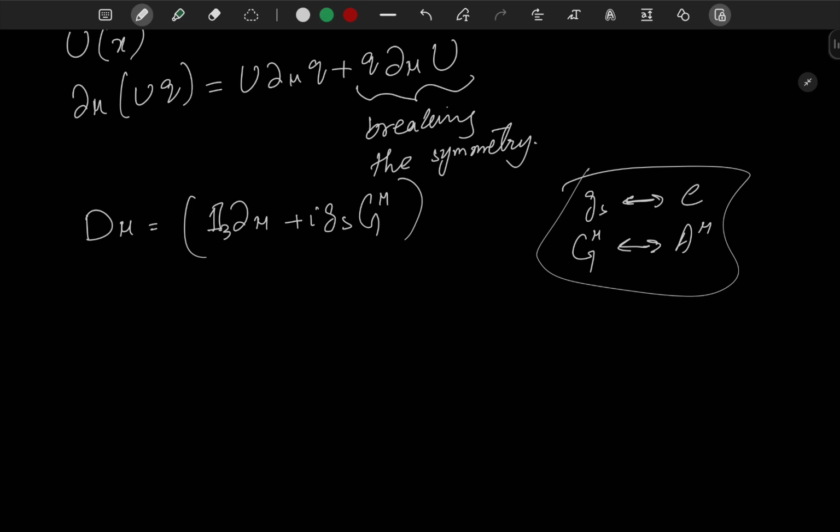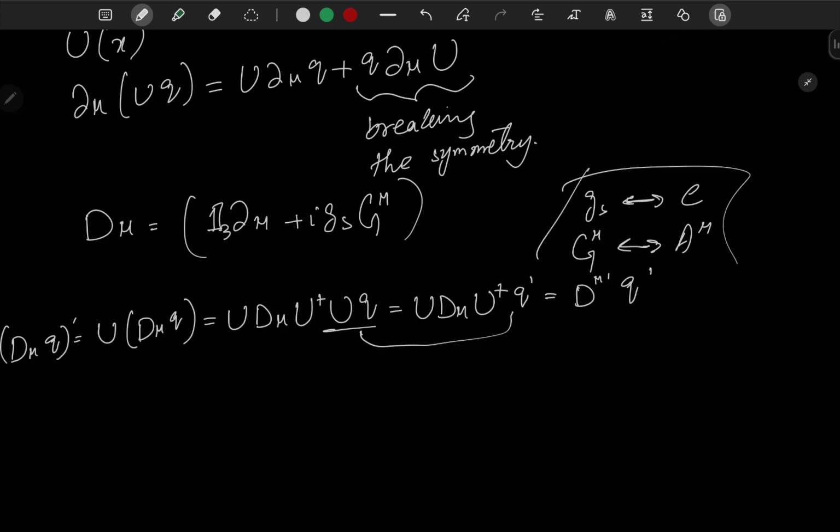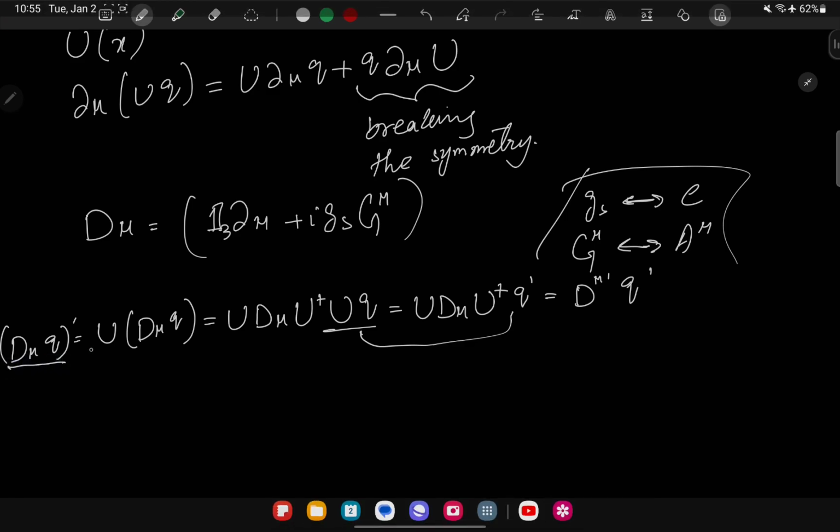Now we can check whether this covariant derivative transforms as our field transforms. So we are going to see a proof of whether this covariant derivative really works or not. Yeah, let's move on.